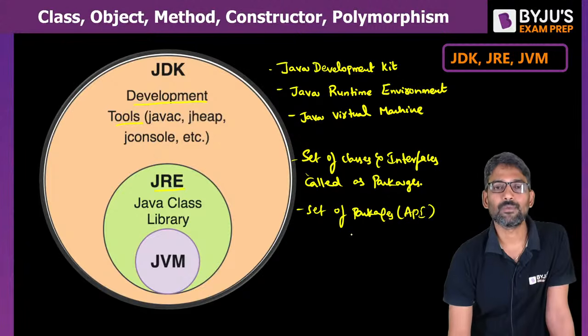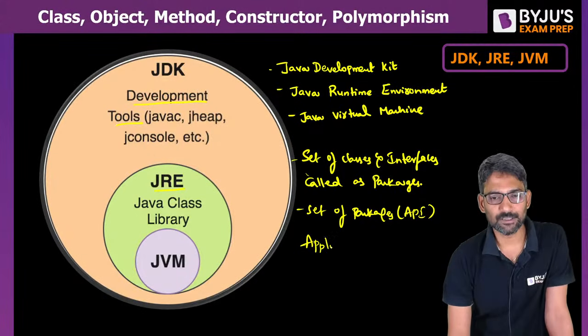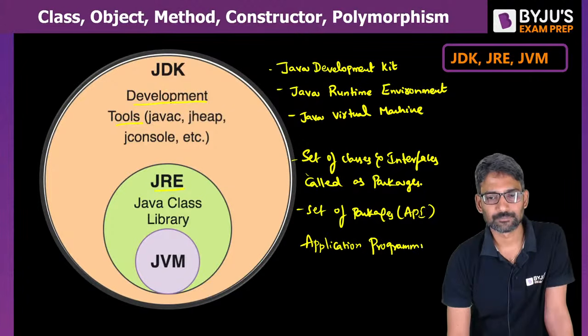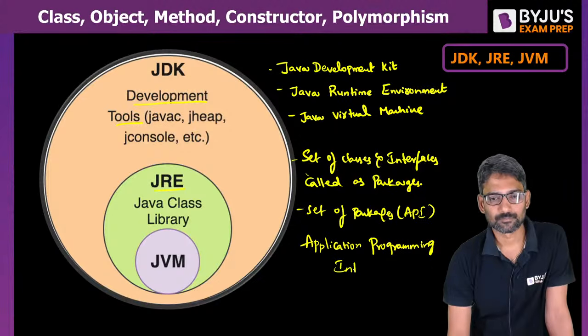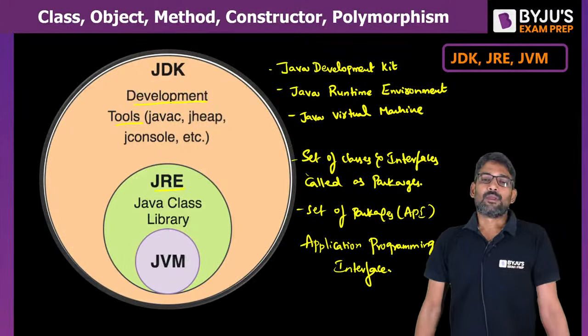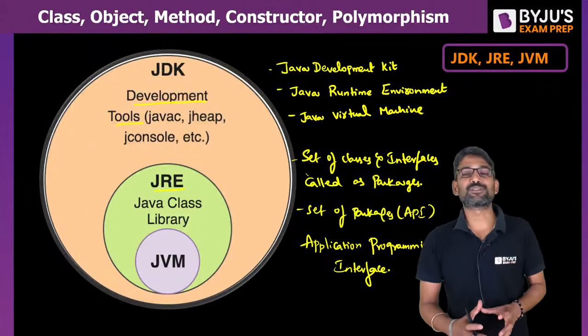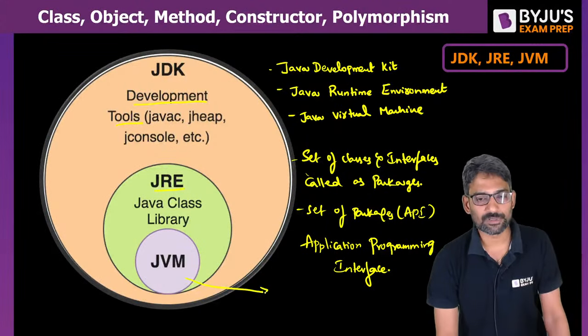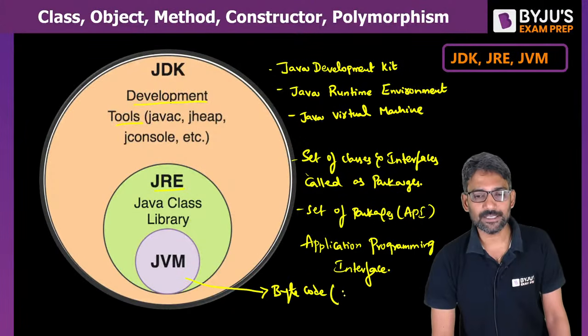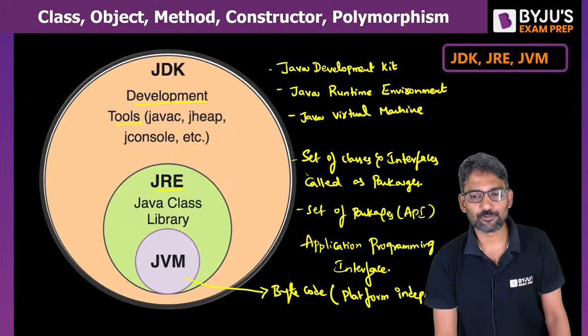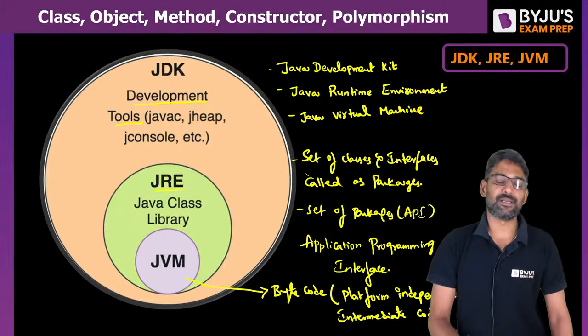API. What does API mean? Application Programming Interface. And JVM helps in generating the compiled code, or we say byte code. What is byte code? It is platform independent compiled code. Platform independent intermediate code. Byte code means what? Platform independent intermediate code.